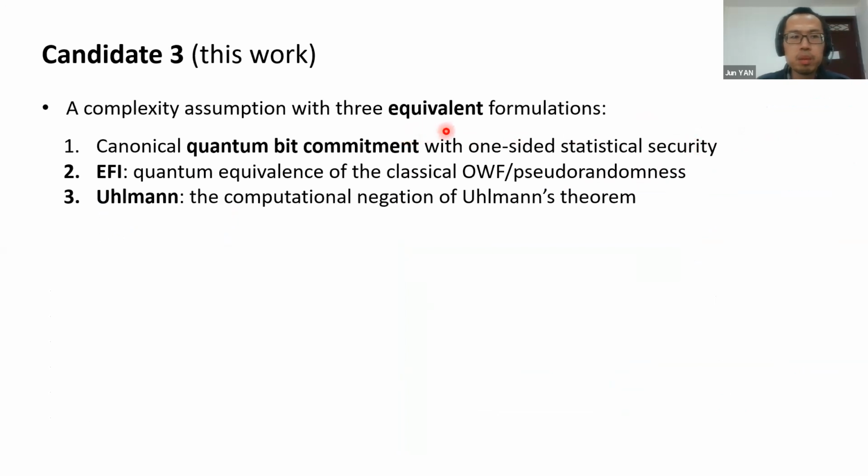In this work, we propose yet another candidate for the basic assumption in Mini-Q-Crypt. It is actually a complexity assumption with 3 equivalent formulations. First is canonical quantum bit commitment with one-sided statistical security. The second is EFI, which can be viewed as a quantum equivalent of classical one-way functions or pseudo-randomness. And the third is the computational negation of Uhlmann's theorem.